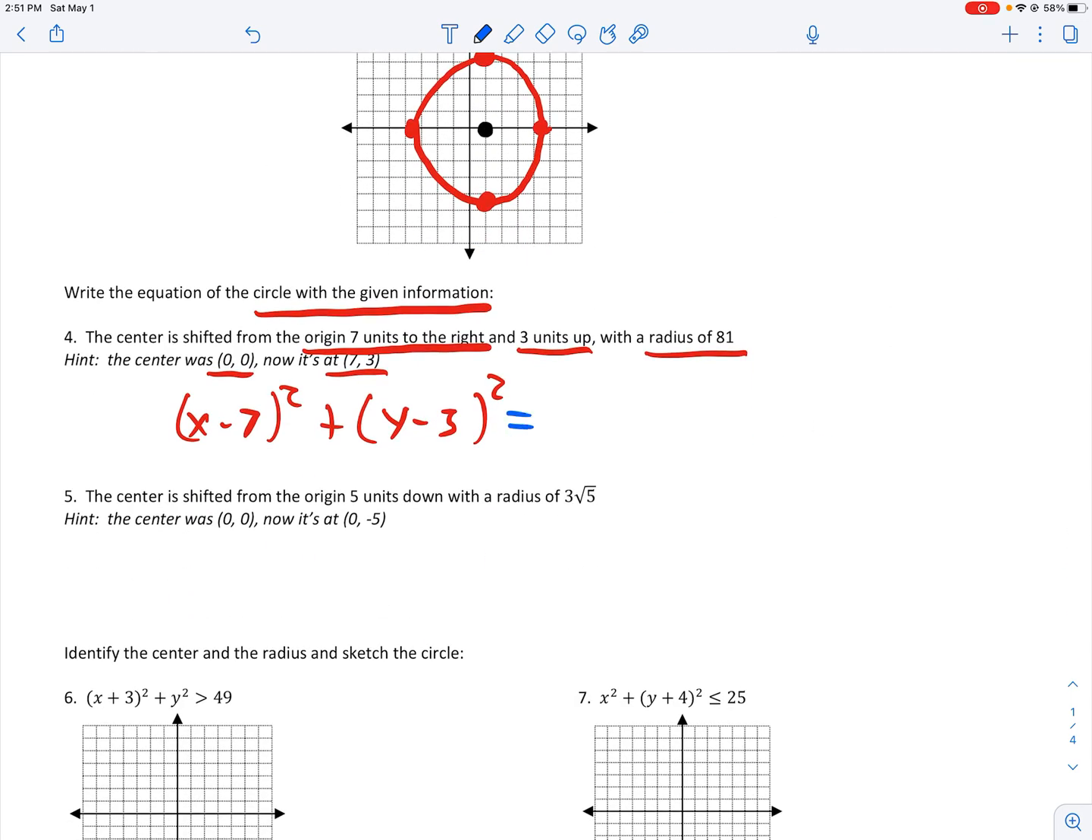And then the radius is 81. So remember, you write the equation with r squared. So if our radius is 81, we have to write it as 81 squared, which would be 6,561.